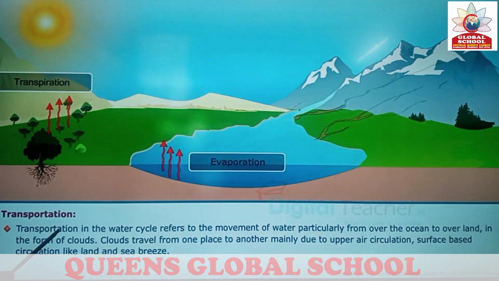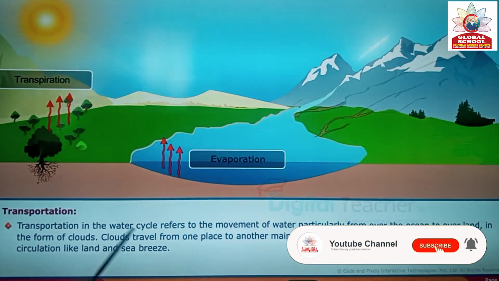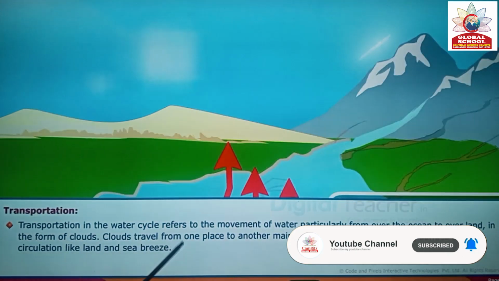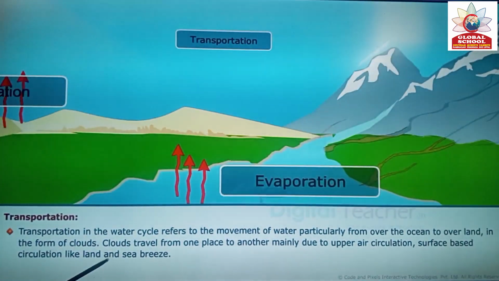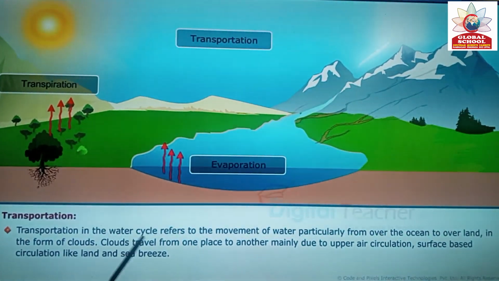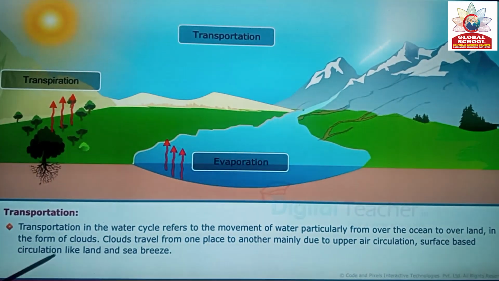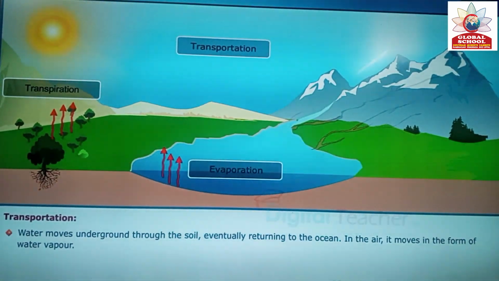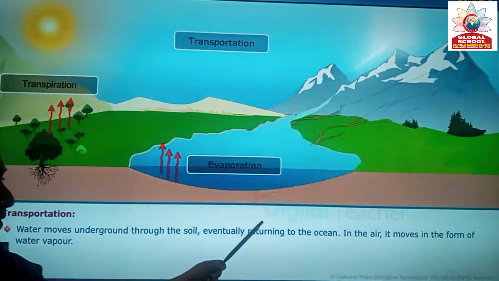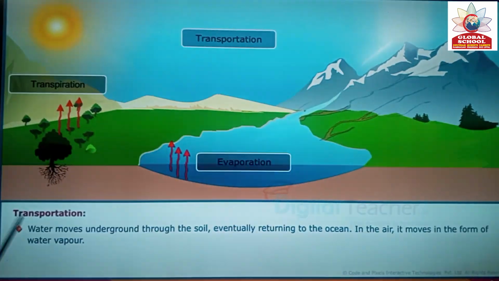Transportation. Transportation in the water cycle refers to the movement of water, particularly from over the ocean to the land, in the form of clouds. Clouds travel from one place to another mainly due to upper air circulation and surface-based circulation like land and sea breeze, eventually returning to the ocean. In the air, it moves in the form of water vapor.